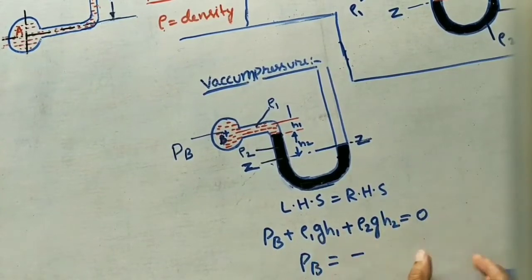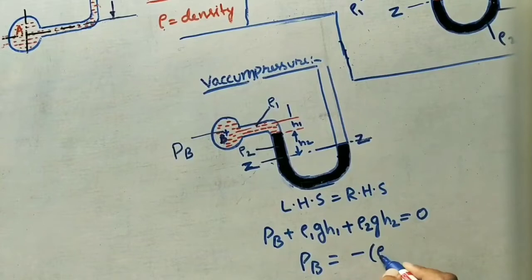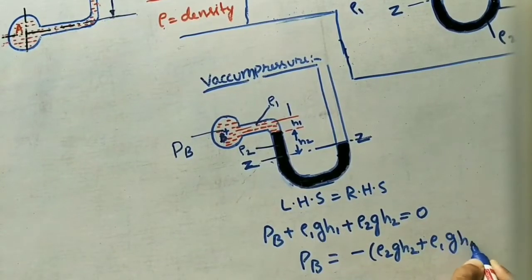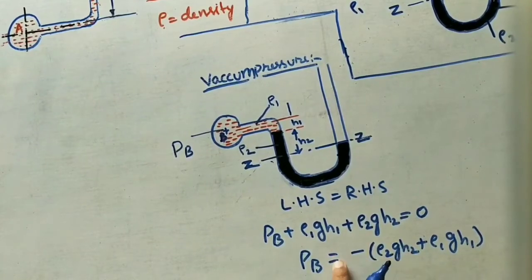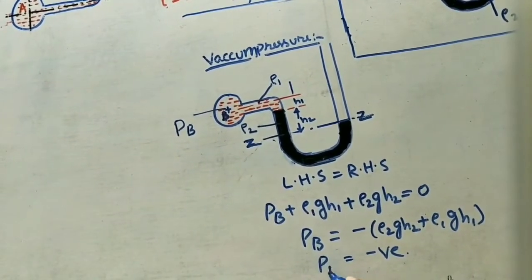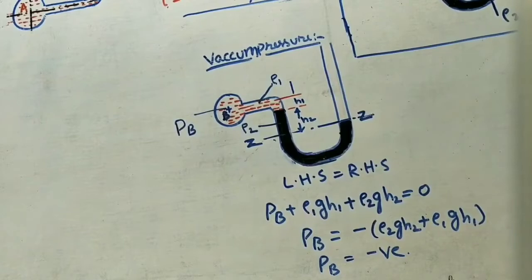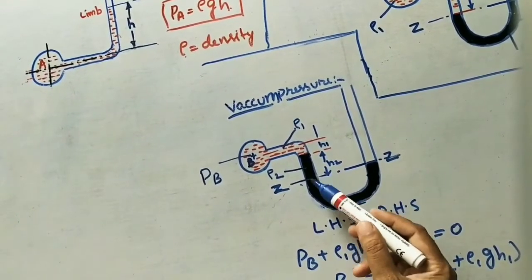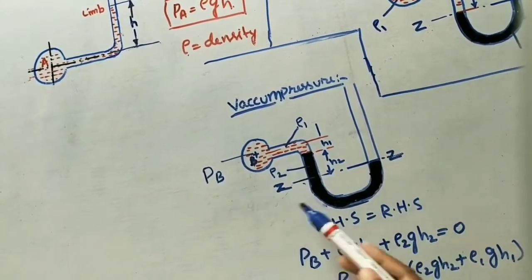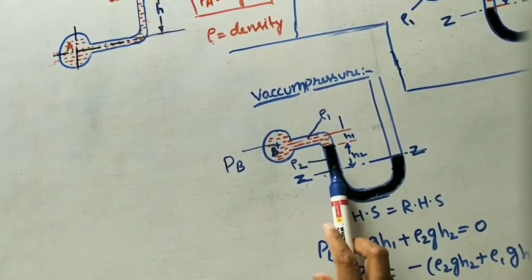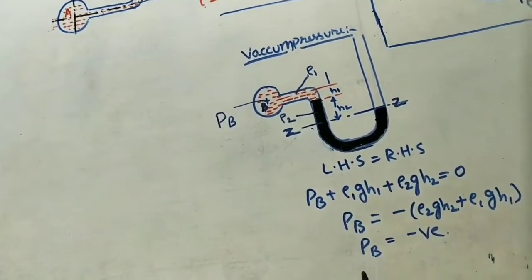The two terms will go to this side with a minus, so PB equals minus rho2 G H2 minus rho1 G H1. Both terms get a minus, so whatever value comes, it is negative. Negative pressure indicates the vacuum pressure at point B. Whenever we see this type of arrangement, with the mercury height on only one side, the left hand side, by seeing this diagram we can tell it is a vacuum pressure. We can't tell the value, but we can tell it is a negative pressure. By using these equations we can find the pressure value.